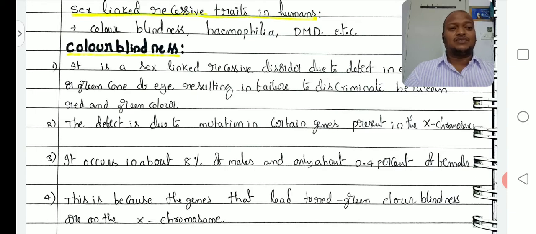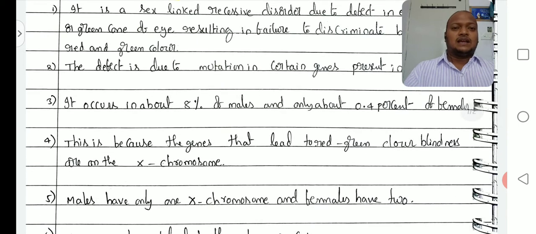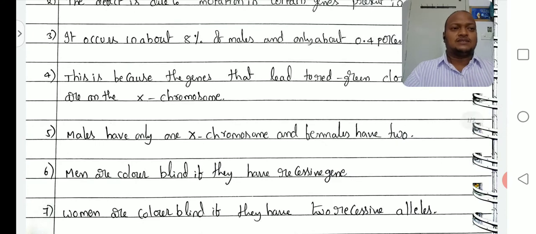What is the reason for that? It is explained in the fourth point. This is because the genes that lead to red-green color blindness are on the X chromosome. The red and green color genes are present on the X chromosome. Fifth point, males have only one X chromosome and females have two. We know the genotype of males is XY and females is XX. So males have only one X chromosome and females have two.